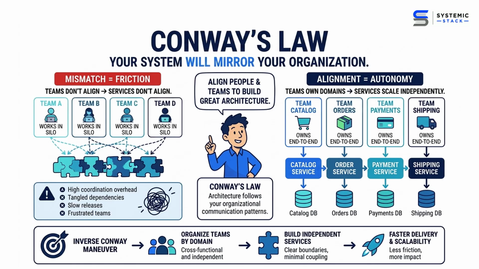In an interview, show that you're thinking about the human side of the system. You might suggest the inverse Conway maneuver, where you intentionally structure your teams the way you want your code to look. If you want independent services, you need independent cross-functional teams. This alignment reduces the cognitive load on developers and allows for much faster delivery. It's about making the path of least resistance lead to a good architecture rather than fighting against the org chart.